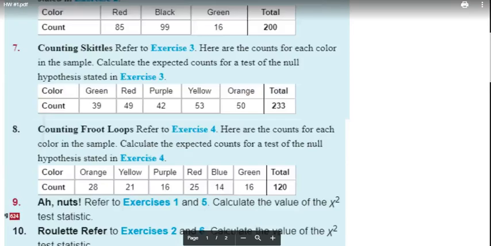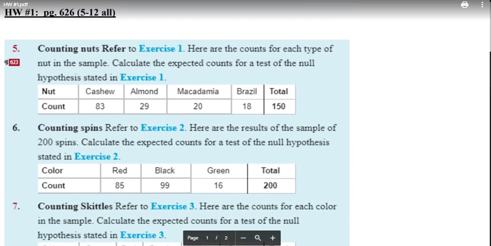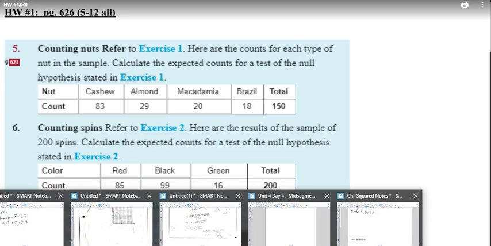So let's go to number 5 and see what it says. Number 5 actually has the counts laid out for you. Okay? So there's the layout for you. 83, 29, 20, 18, and 150. So you might want to copy this over to your paper.